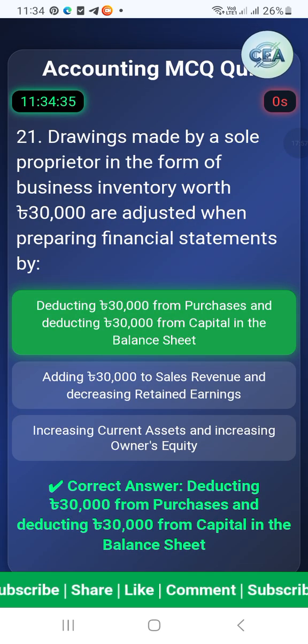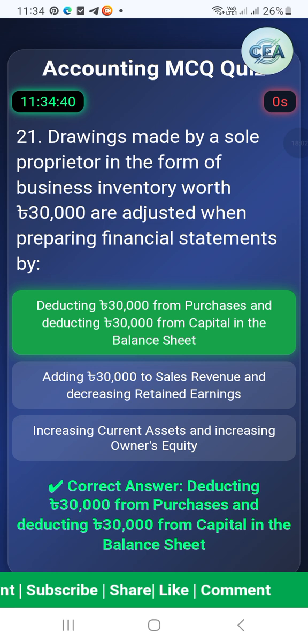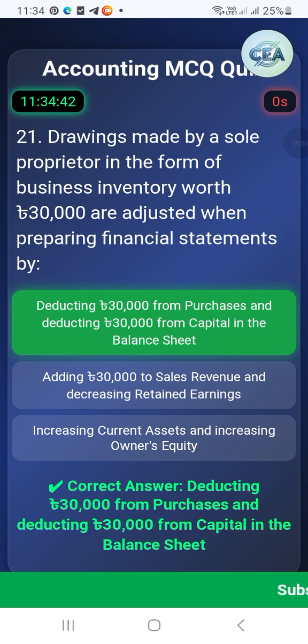Correct answer is deducting 30,000 takas from purchases and deducting 30,000 takas from capital in the balance sheet.